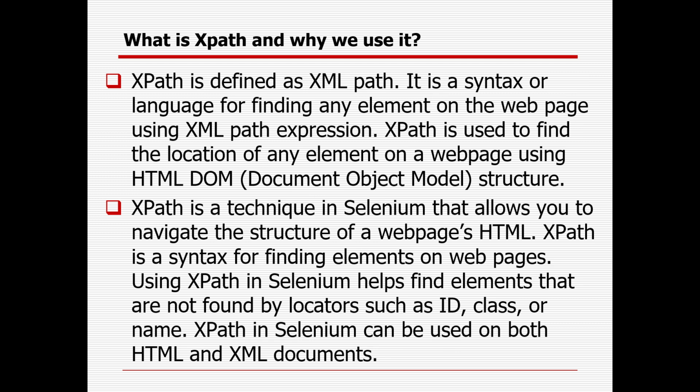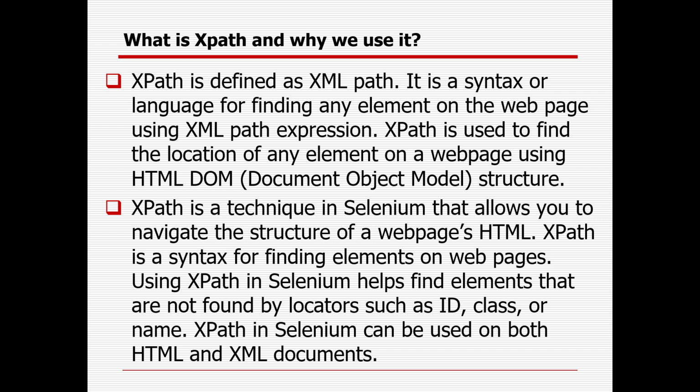So you already know there are 8 element locator techniques available: ID, name, class name, XPath, CSS, link text, partial link text, and tag name. But in case you are not able to identify with the first two, then you can select CSS or XPath. Okay. So XPath is defined as XML path. It is a syntax or language for finding an element on the web page using XML path expression.